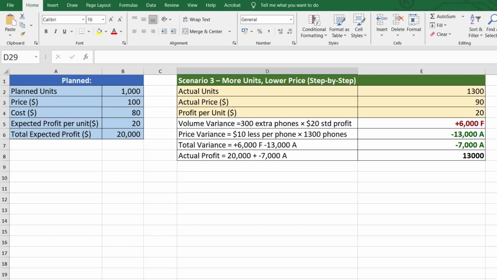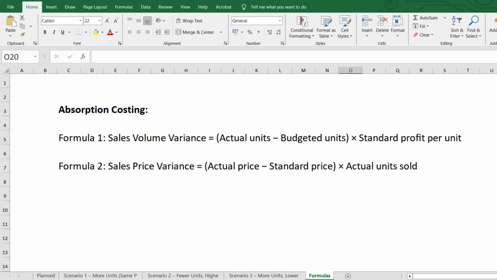Let's pause and summarize. Formula 1: Sales volume variance equals actual units minus budgeted units times standard profit per unit. Formula 2: Sales price variance equals actual price minus standard price times actual units sold. Together, these explain how your sales decisions changed your profit, either up or down. And under absorption costing, that standard profit includes fixed costs.